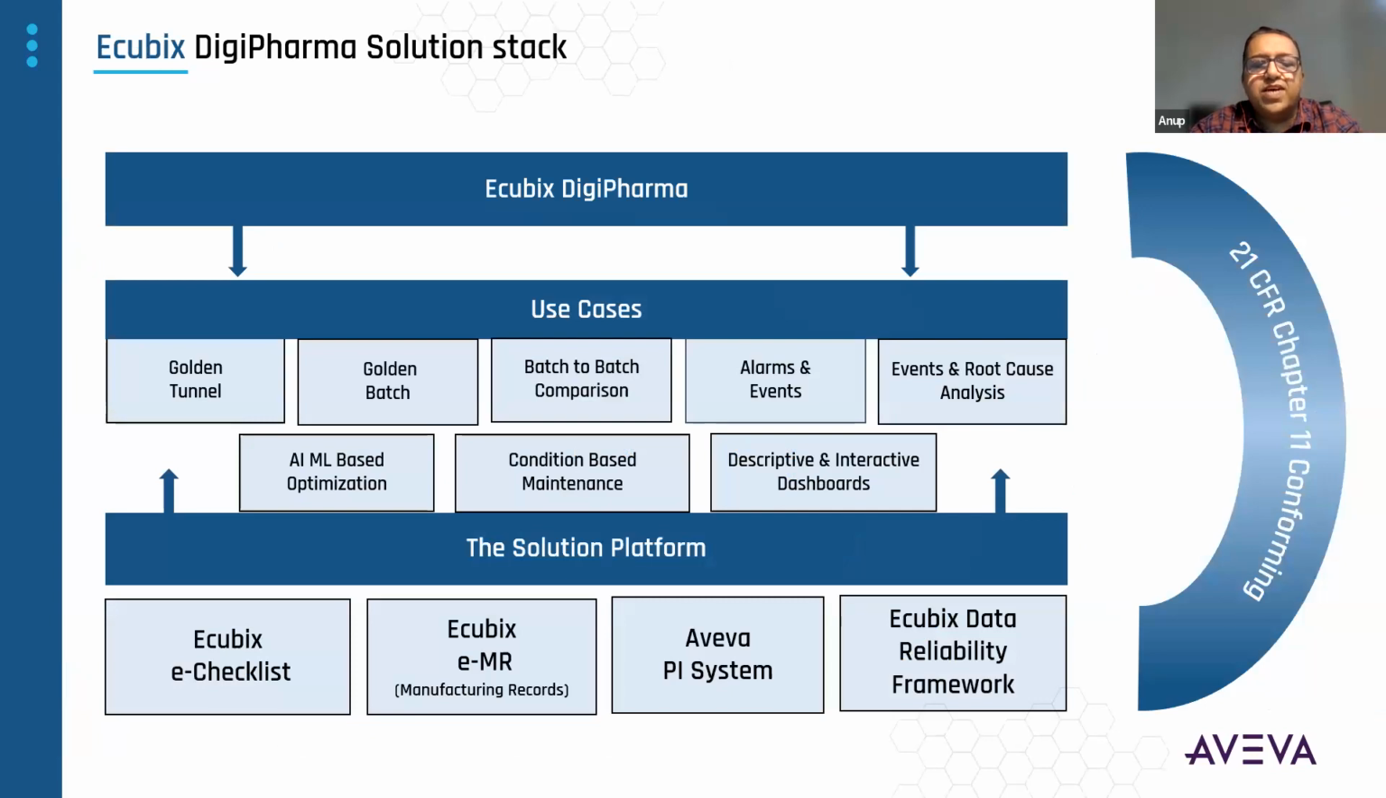And this is the solution deck. So the solution deck of eCubic's DG Pharma, that we call it, is basically based on 4 platforms. eCubic's e-checklist, EMR, right? EMR is the electronic manufacturing record. That's what we are trying to say. Aveva PI system. Now it's no more Aveva PI system, it's now Schneider PI system. So Schneider PI system. And last but not the least will be eCubic's data reliability framework.